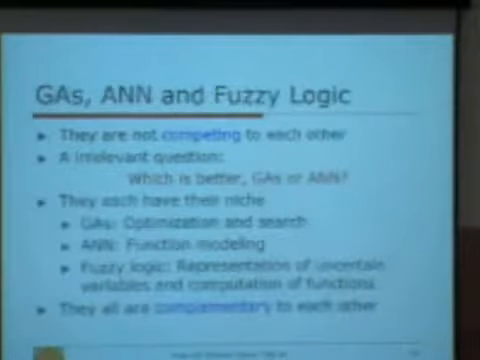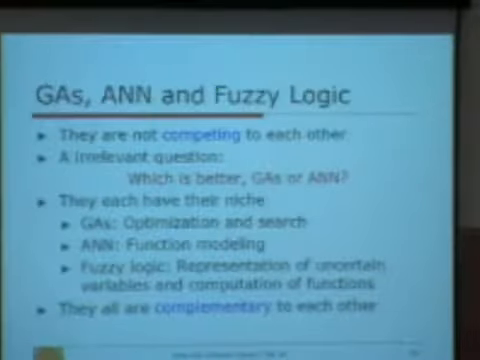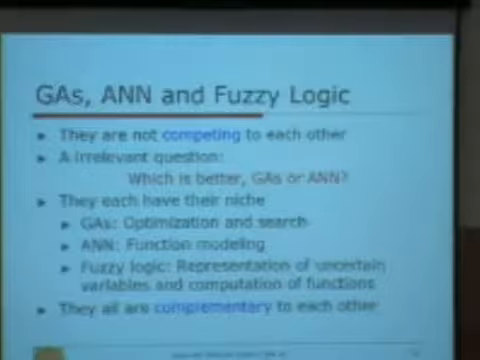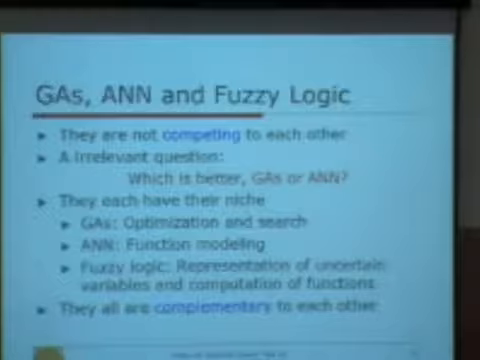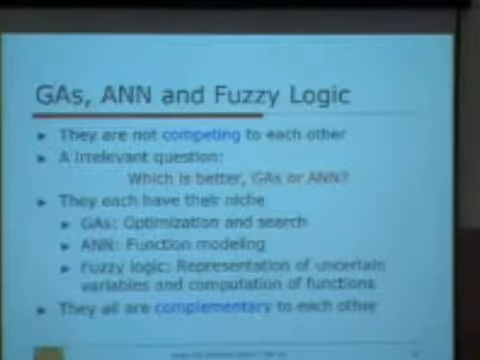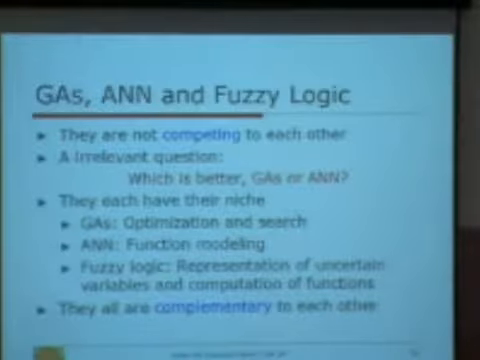Now, in trying to put the GA, neural nets, and fuzzy logic together, the first thing I'd like to say is that they are not competing with each other. Many people say, I have a problem, shall I use genetic algorithms or neural networks? Can you suggest? I think that's a very irrelevant question, because neural networks have some purpose, genetic algorithms have some purpose, fuzzy logic systems have some purpose. You rather use them to complement each other rather than compete with each other. That is something often good to know.